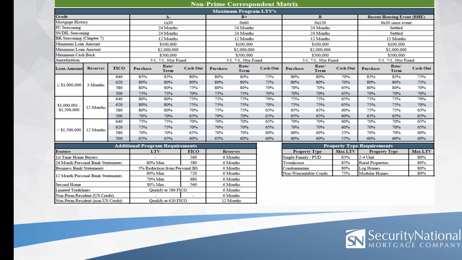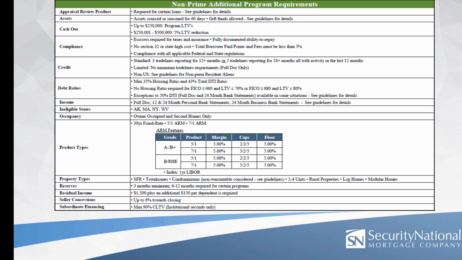Again, same kind of matrix, A-, B+, B, and then recent housing event, meaning that they could have just come out of a foreclosure and go get another mortgage. So they're going to pay for it. Remember that they know the situation they're in, and they understand that this is a short term and the cost of it can be high.